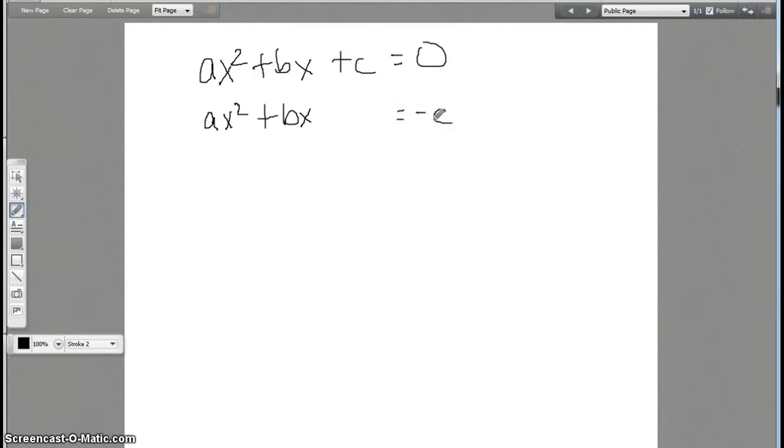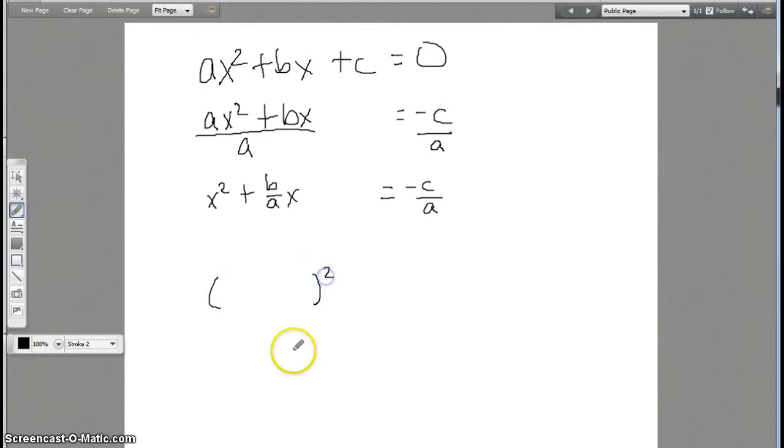Now I need to solve this by completing the square, but in order to do that, I want to have nothing in front of this x squared. I don't know what a is, and I don't want to have a square root inside of this. So I'm going to divide both sides of this equation by a. So what I'll end up with then is x squared plus b over a times x is equal to negative c over a.